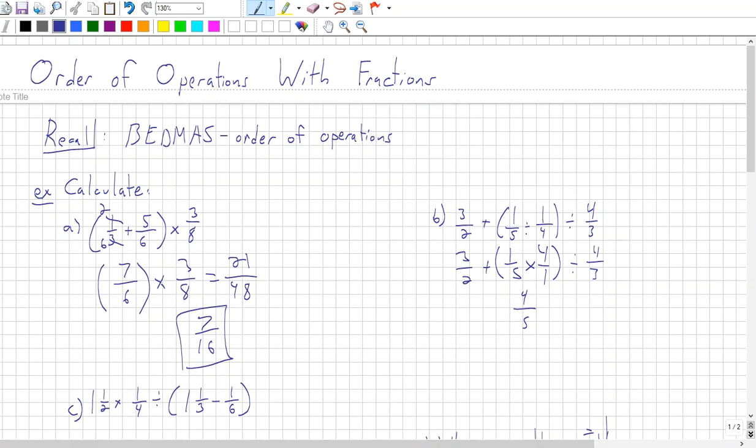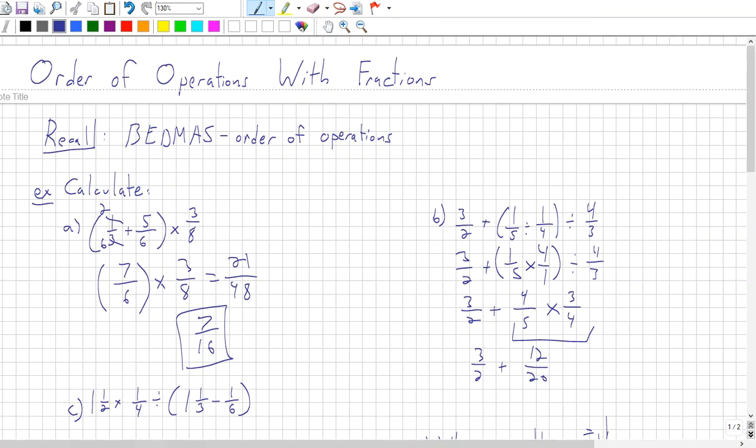There's no more brackets because I've dealt with them. The division of fractions, remember, we change to a multiplication and flip the fraction. So I get 3/4. And I still have this 3/2 here that I have to add on later. But this is the section I'm going to do next. So 4 times 3 is 12. 5 times 4 is 20. And then I still have to add on this 3/2.